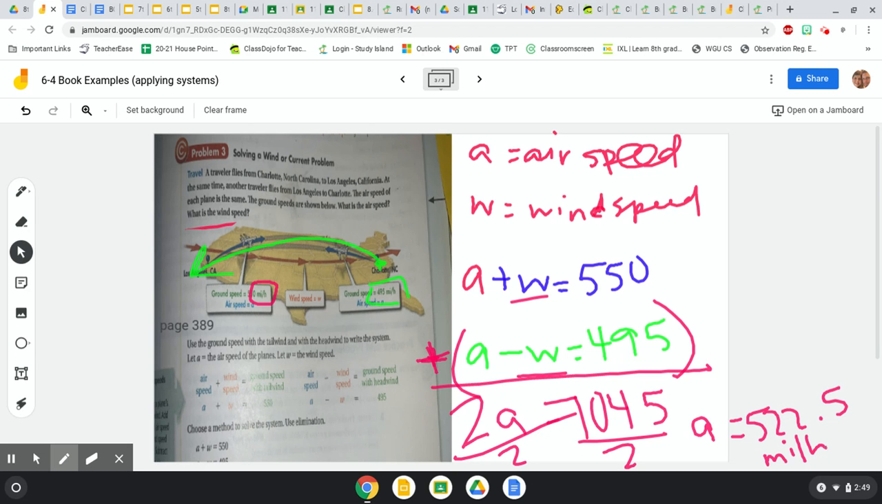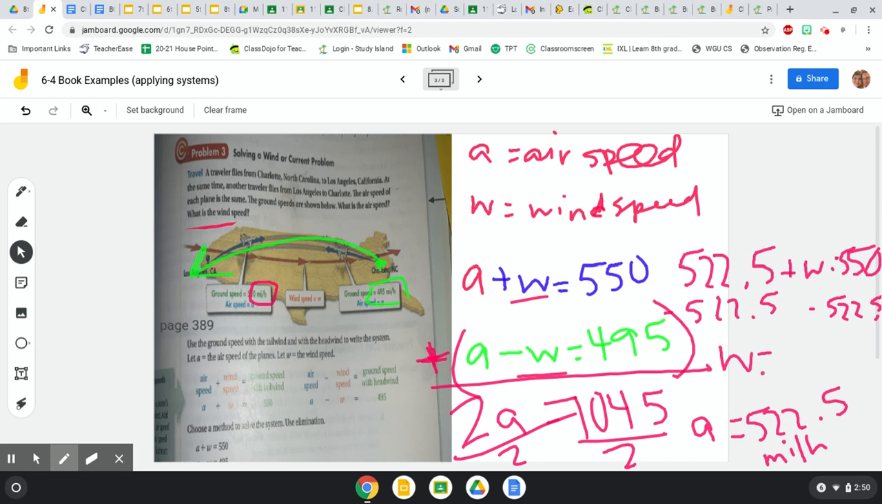Next, I need to solve for W. So I can go back to either one of my original equations that I created and just substitute in. So if I choose this top equation here, instead of A, I'm going to type in the 522.5 plus W equals 550. If I subtract 522.5, at this point, when I solve, W is going to be equal to 27 and a half.